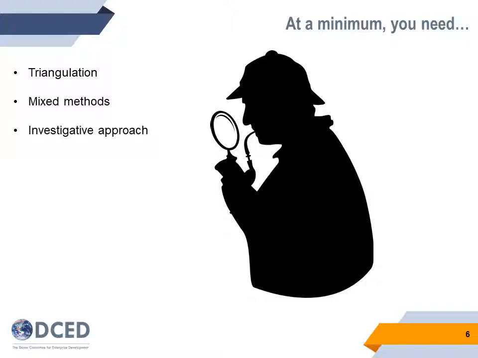And finally, you need to take an investigative approach. The results chain sets out what you expect to achieve, but we all know this isn't necessarily what will happen. So you need to be constantly on the alert for unexpected findings that don't fit into your original framework, or for unexpected sources of evidence like a casual conversation in the market. So you need to be a bit like a detective. You need to go out and look for evidence.